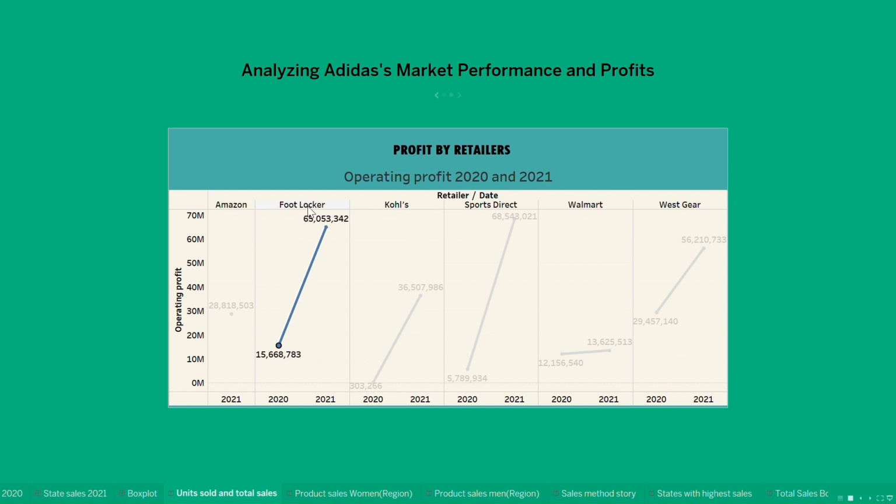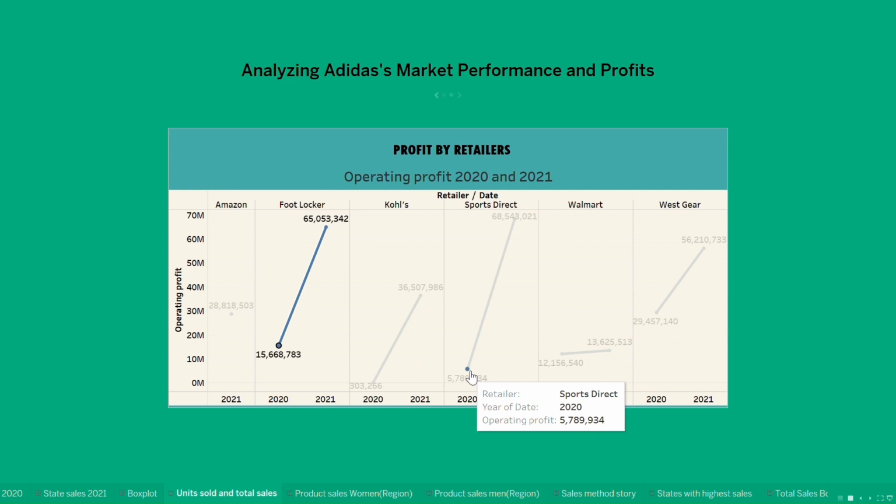So first off, we have Foot Locker. We have Amazon here, but for Amazon I didn't gather data from 2020, so I just picked 2021, and they made 28 million profit. With Foot Locker in 2020, the operating profit was 15.6 million, and it rose to a whopping 65 million. That's a significant increase. Also with Cole, it rose from 303,000 to 36 million. So from the thousands to millions. That's also a great increase.